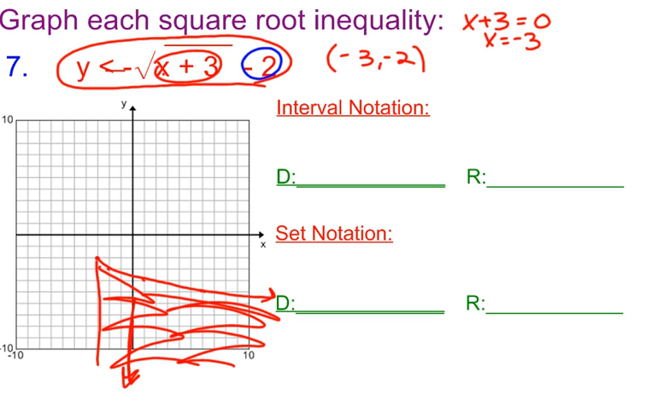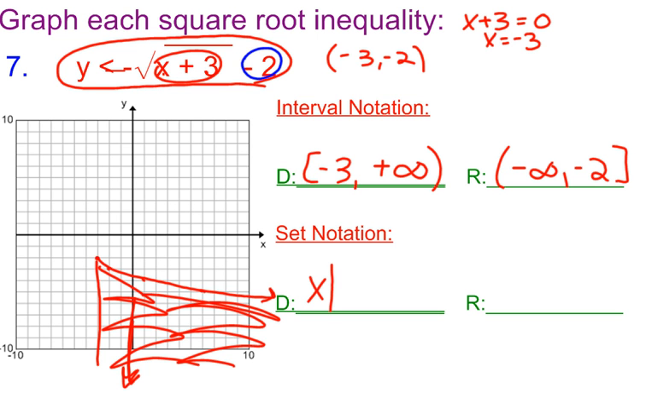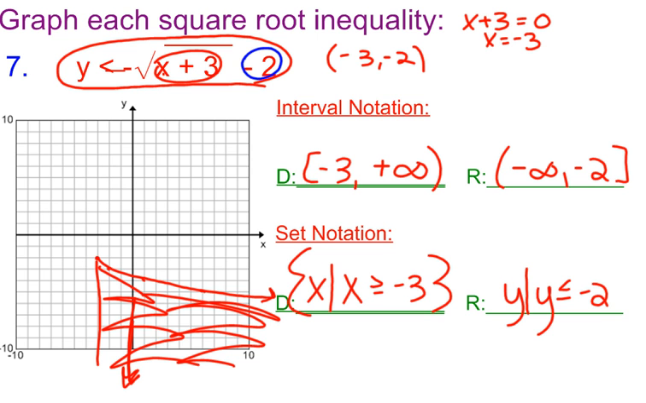So my domain starts at my starting point for my x's. So my domain starts at -3, and it goes on to positive infinity. My range starts at my starting point for my y values. So my range starts at, and in this case, since my graph is shaded below, it actually starts at -infinity, and then it goes to -2. So set notation would be values of x such that x is greater than or equal to -3, values of y such that y is less than or equal to -2.